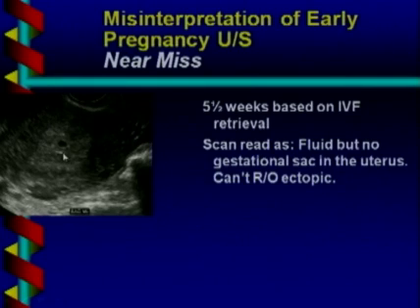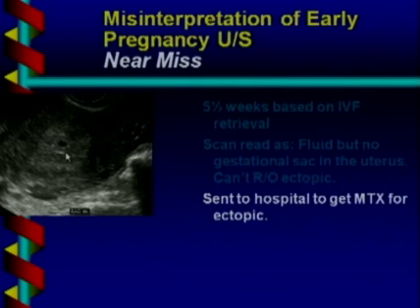This is a woman who had an ultrasound at 5.5 weeks of pregnancy based on in vitro fertilization retrieval dates. The scan was read as fluid but no gestational sac in the uterus. Can't rule out an ectopic. This was done somewhere else near my hospital.